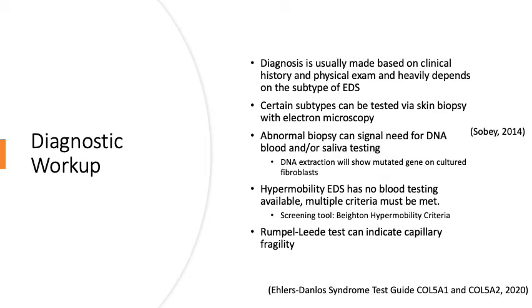Diagnosis for EDS is usually made based on clinical history and physical exam, and it heavily depends on the subtype of EDS. Certain subtypes can be tested via skin biopsy with electron microscopy. An abnormal biopsy can signal the need for DNA, blood, or saliva testing. The DNA extraction will show the mutated gene on cultured fibroblasts.